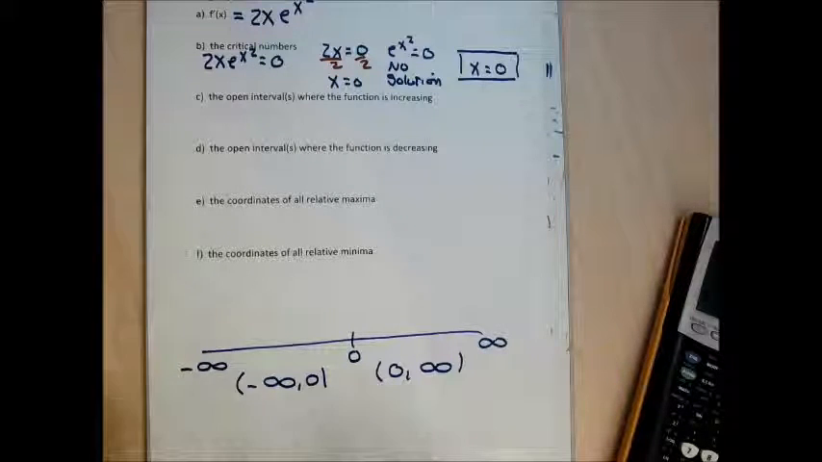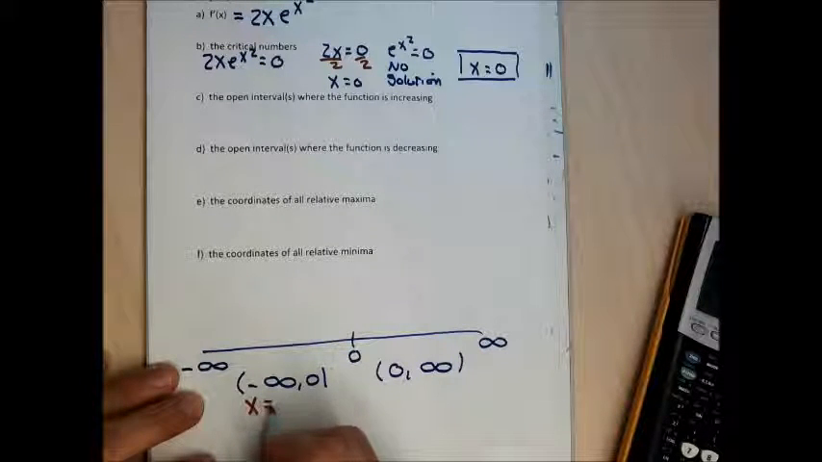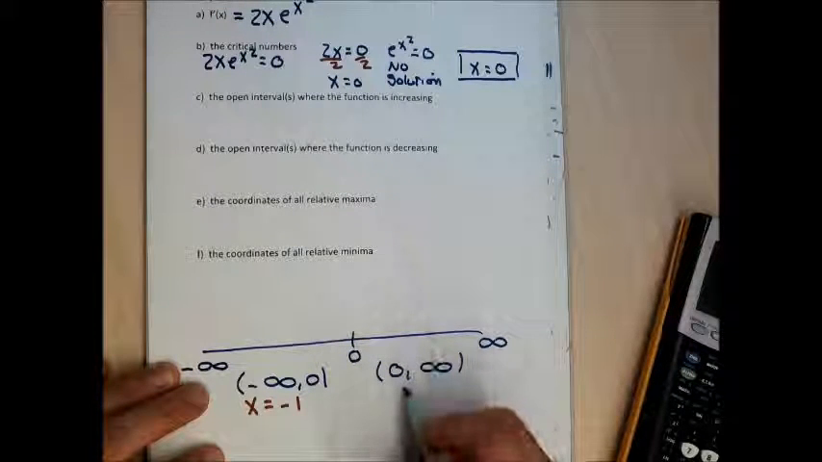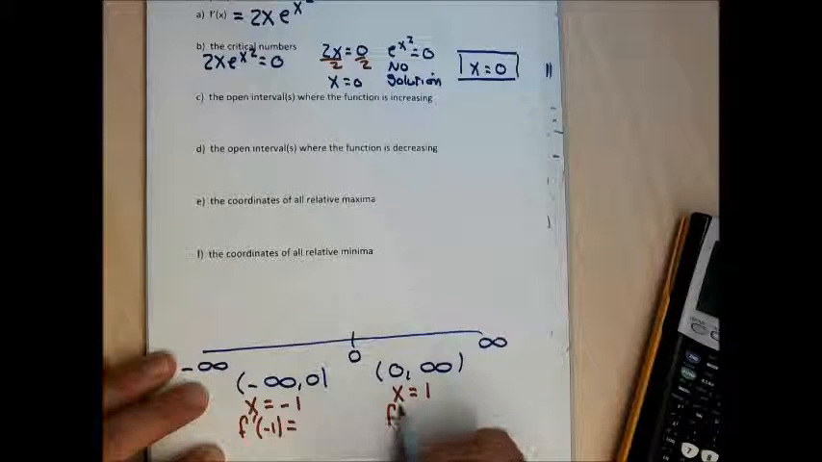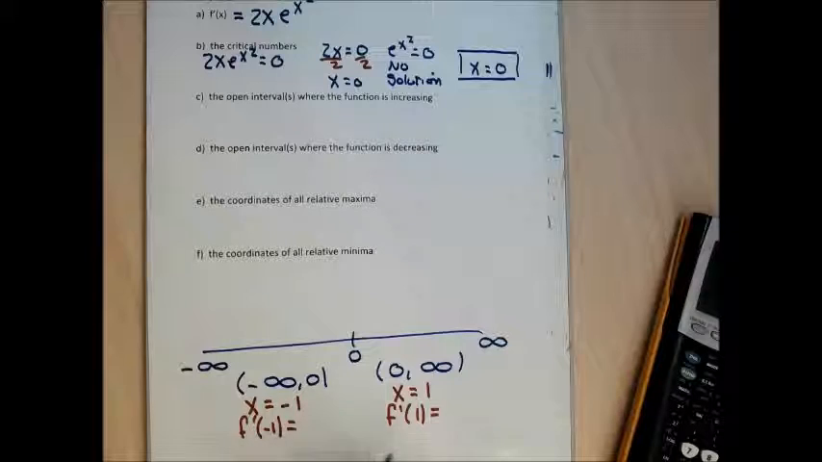In the first interval, I'm going to check x equal to negative 1. It's in that interval, and it's not that hard to check. And in the second interval, I'm going to check x equal to 1. By checking, I need to find f prime of negative 1 and f prime of 1. If the result is negative, the graph is decreasing. If the result is positive, the graph is increasing.